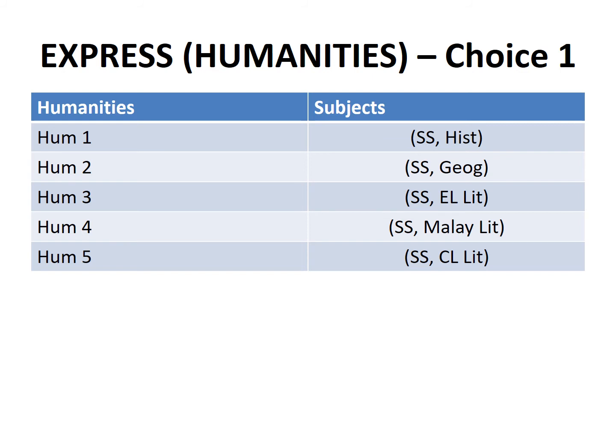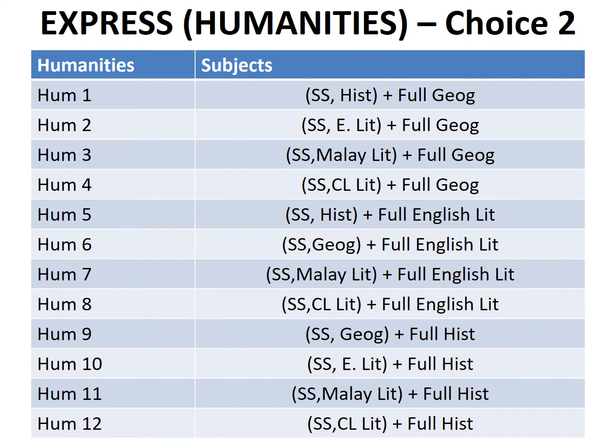For students going for choice 1, that is one humanities subject, there are 5 combinations available. As social study is a compulsory subject, you'll be doing social study plus 1 elective. For students going for 2 humanities subject, that is an elective humanity and a full humanity, there are 12 options offered. Do take some time to go through the list to understand the options available.